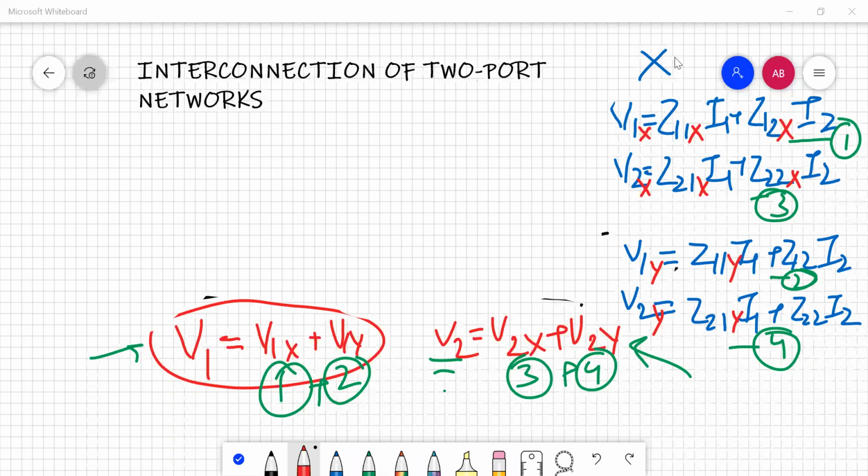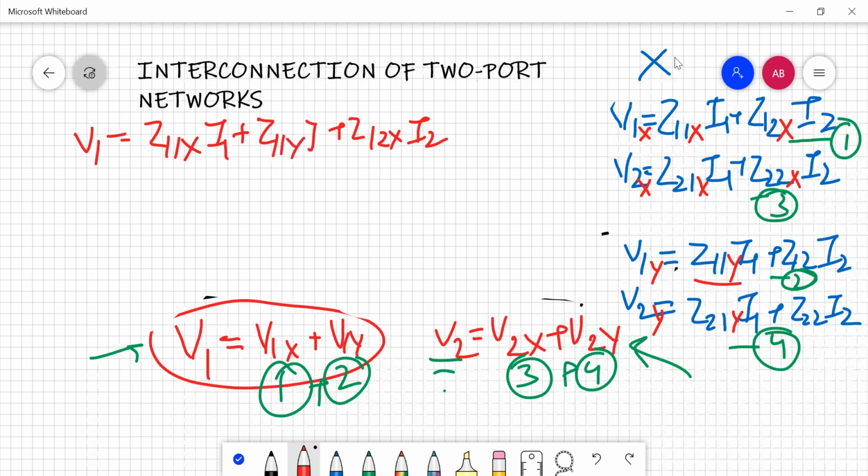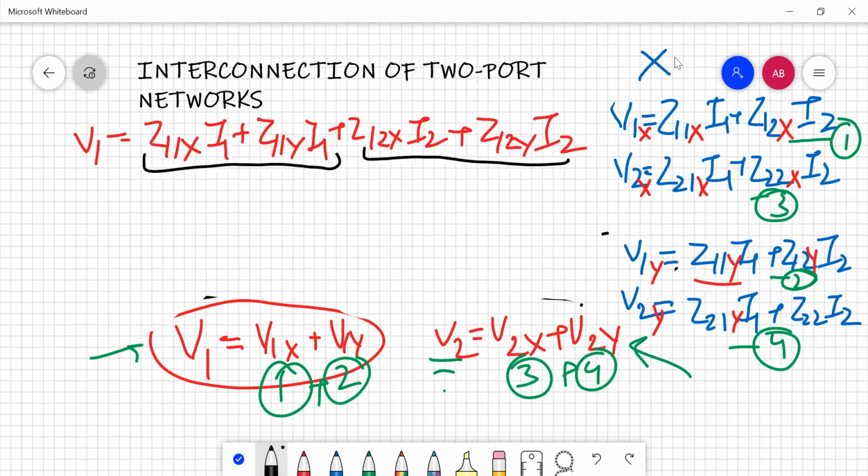So now let's put the values of equation 1, that is Z11X I1 plus Z12X I2. Then let's put this value here, that is Z11Y I1, and Z12Y I2. Here I have just skipped writing Y. I have written it in such a way so that my I1 terms get combined and my I2 terms get combined.